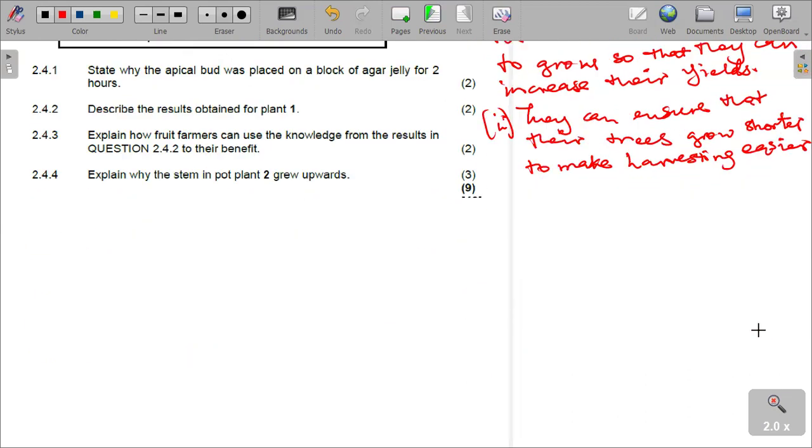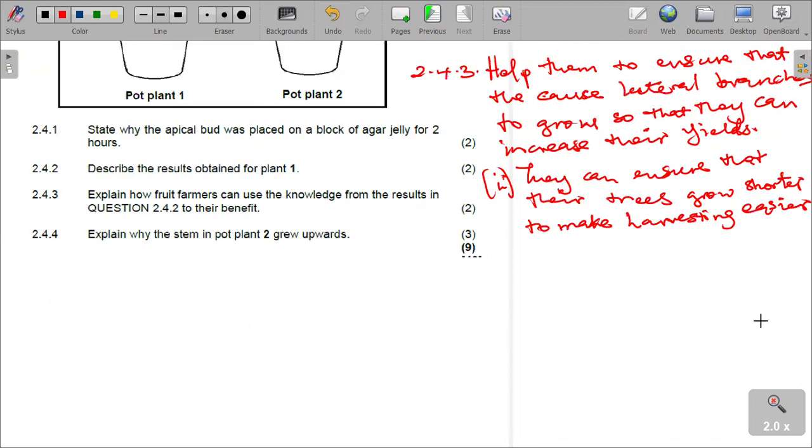And then question 2.4.4: explain why the stem in plot 2 grew upwards. In plot 2, the plant grew upwards. Explain why the stem in plot 2 grew upwards. 2.4.4. We can say what is happening here.